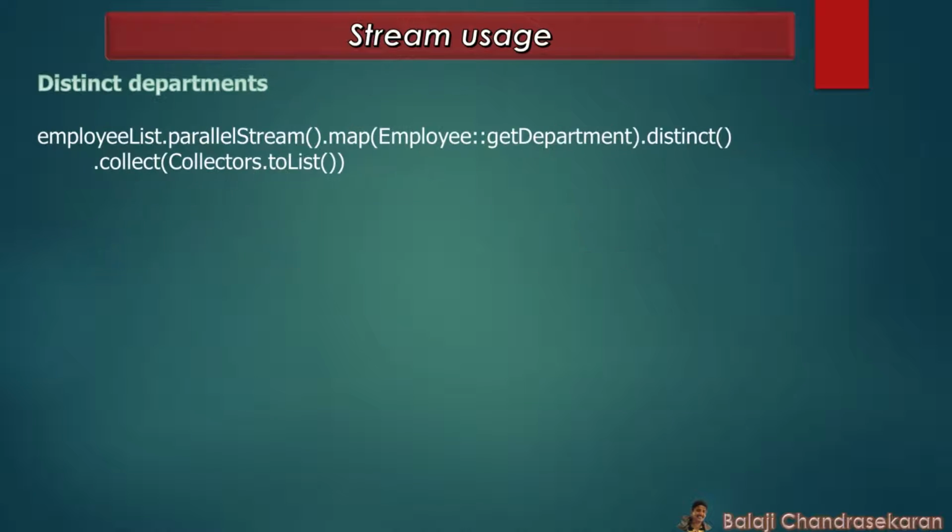that department. The provided code snippet processes a stream of employees and retrieves the distinct departments of the employees, collecting them into a list. Let us break it down.